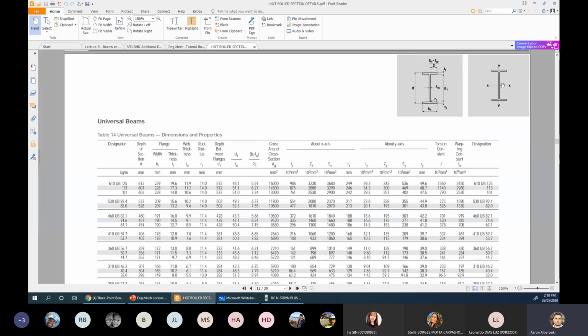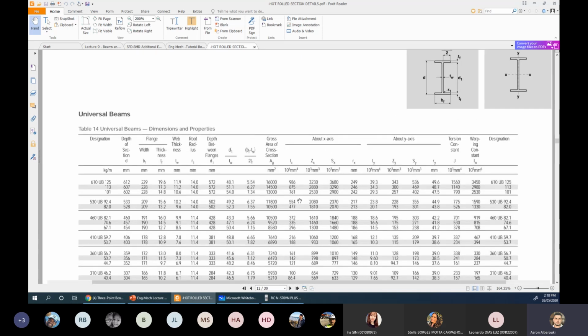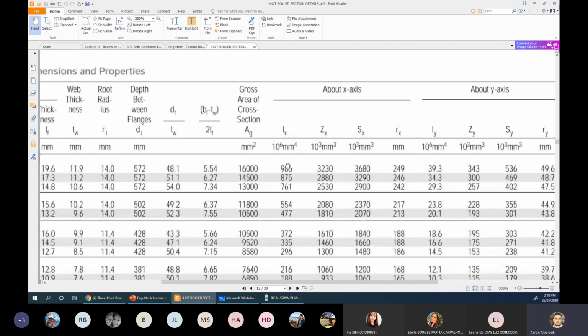Why? Because if you calculate the moment of inertia around X, you'll find it much larger than the moment of inertia around the Y axis. Look at it. For any section, moment of inertia around X is much higher than the moment of inertia around Y. It's more than 30 times roughly here. It's more than 20 times, kind of, okay?